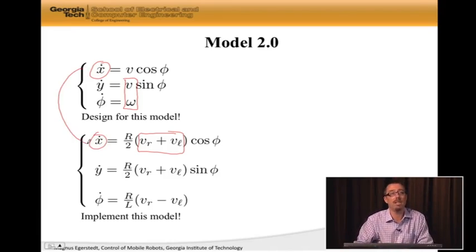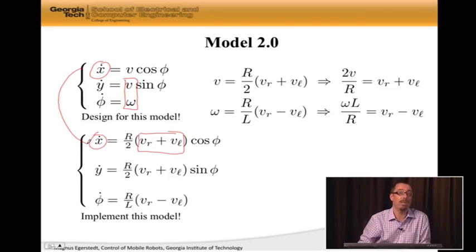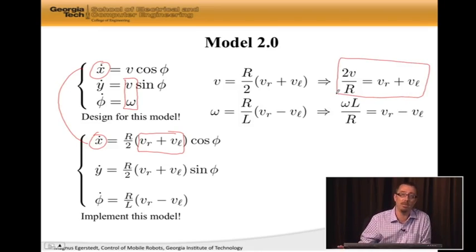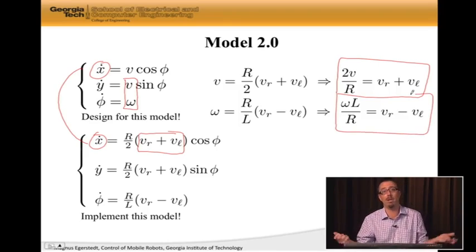So if we just identify the two x dots together, then divide by cosine phi, we actually get that the velocity, v, is simply r over 2 times (v sub r plus v sub l), or 2v over r is v_r plus v_l. So this is an equation that connects v, which is the translational velocity or the speed, to these real velocities. And we do the same thing for omega. We get this equation: omega L over r is v_r minus v_l. Now, these are just two linear equations. We can actually solve these explicitly for v sub r and v sub l.